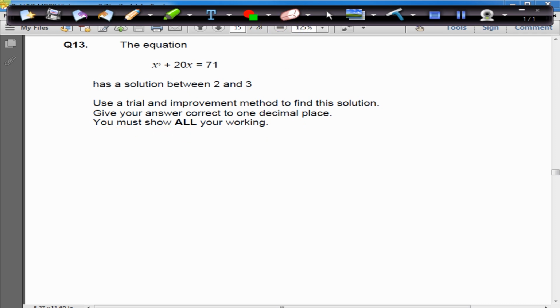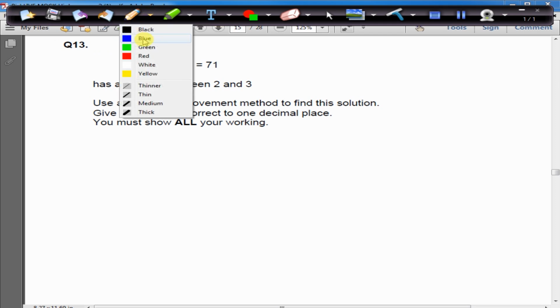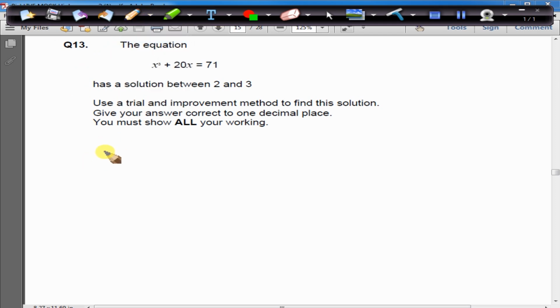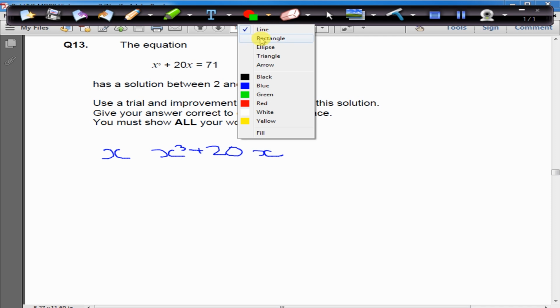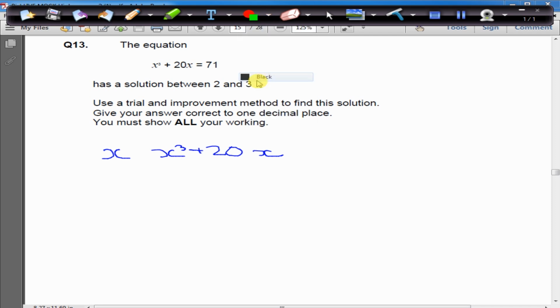Okay, why am I using the mouse? Let's get hold of the pen. Okay, here we go. Right, so we're going to get our pen. I'm going to go for blue. Right, so we're going to first of all have x. We're going to have here x cubed. Okay, ladies, are you concentrating at the back? Yeah. Plus 20x.